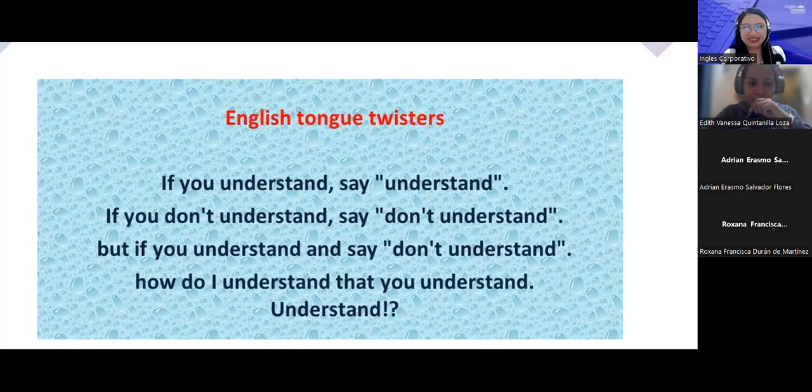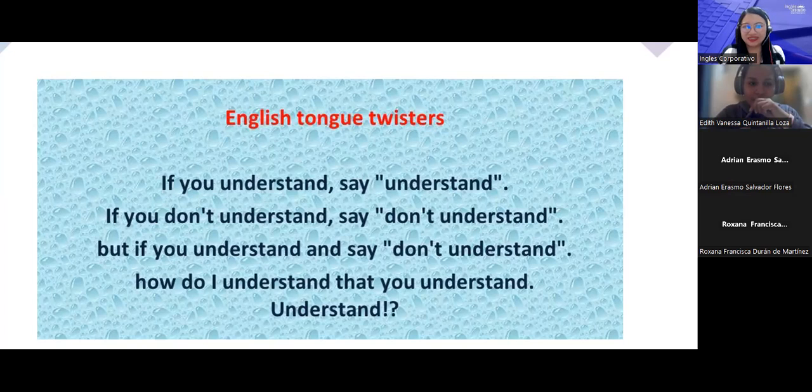If you understand, say understand. If you don't understand, say don't understand. But if you understand and say don't understand, how do I understand that you understand? Understand? All right, interesting. Second time, faster, again.